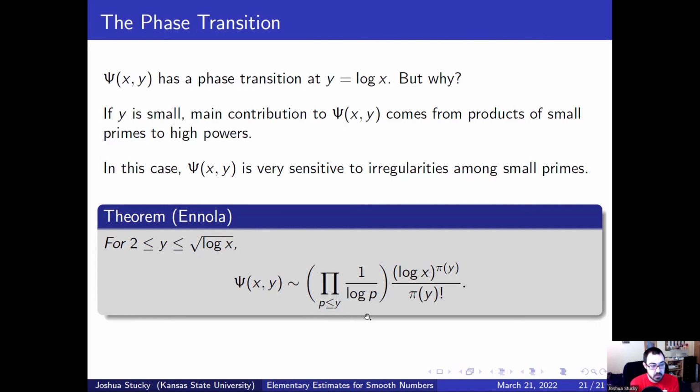As y increases, this product becomes more and more well behaved. But if y is not big enough, this product and these pi of y terms here are not well approximated by smooth functions. They are genuinely erratically behaving. And so that's why you have this strange shift in behavior: you have the irregularities of the small primes coming in and ruining your day. I'm not going to go through the proof of this, but it's basically a more careful version of this counting argument that Bruijn does for his lower bound.